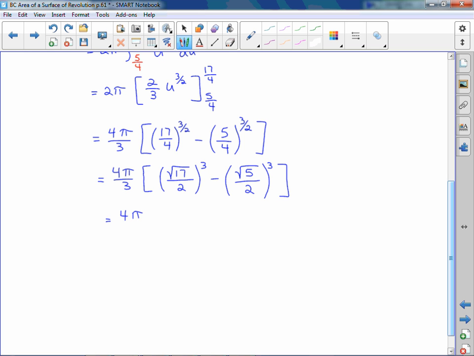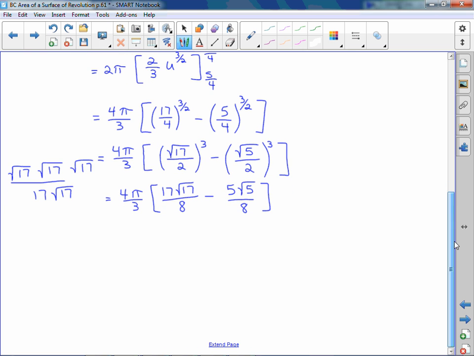All right, so we've got 4 pi over 3. Now, if we cube the square root of 17, let's take a sidebar over here. That's going to be the square root of 17 times the square root of 17 times the square root of 17. And these two become 17, and then we have one square root still left. So this is actually going to be equal to 17 square root of 17 over, let's see, 2 cubed is going to be 8. And then I'm going to do the same thing with the 5, so it'll be 5 square root of 5 over 8. Then I'm going to factor out that 1/8. And it's going to end up right down on the bottom with the 3.